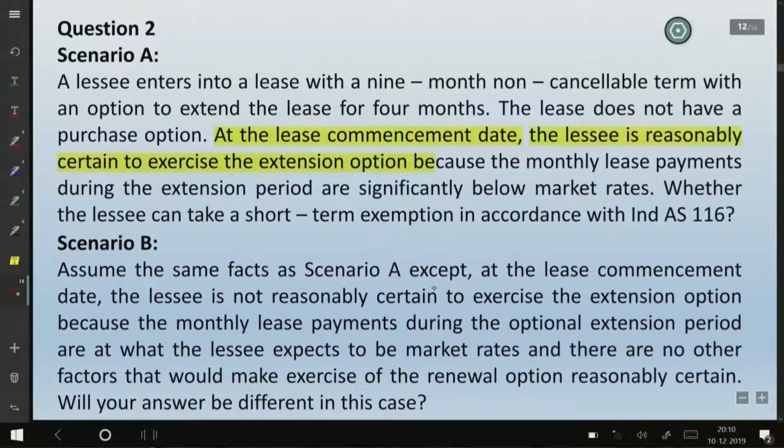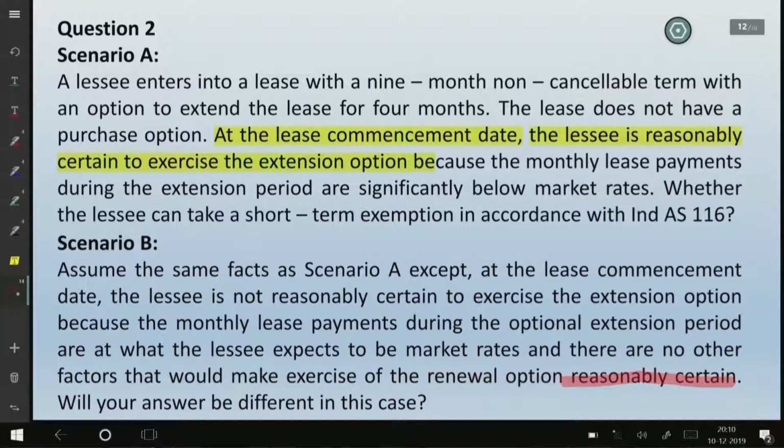Same facts as scenario A, except at the lease commencement date the lessee is not reasonably certain to exercise the extension option, because the monthly lease payments during the optional extension period are at what the lessee expects to be market rates, and there are no other factors that would make exercise of renewal option reasonably certain.